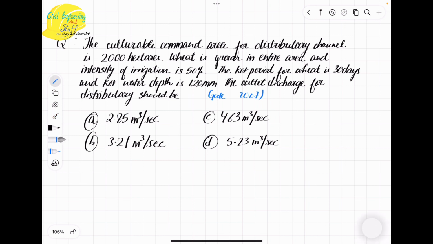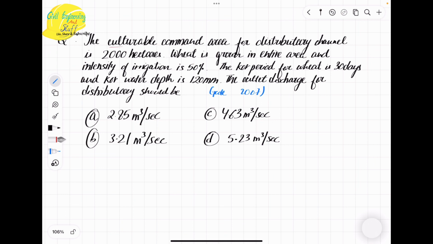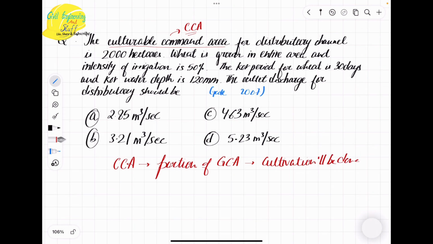So let's talk first of all about what is culturable command area, that we refer to as CCA. Culturable command area is that portion of gross command area where the cultivation will be done. Okay, where the cultivation will be done. First thing is that, right?